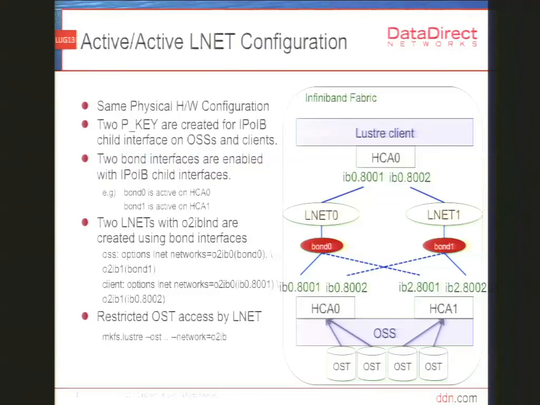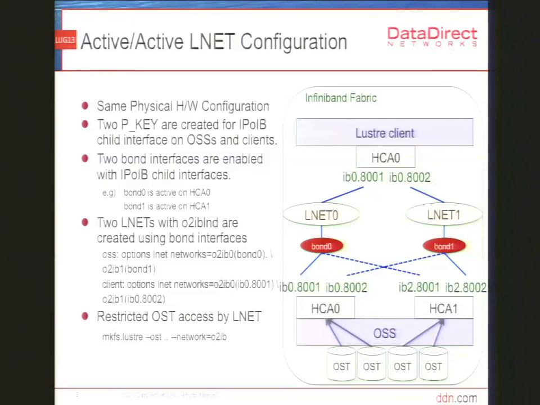This is a more detailed look at the active LNET configuration. This is the same hardware, using the multi-rail or active-standby configuration. But we create two P keys on the InfiniBand. They make two child interfaces for IP over IB. Then we also create two bond interfaces to associate the two P keys. For example, bond interface 0 is associated with P key 8001, and bond interface 1 is associated with P key 8002.